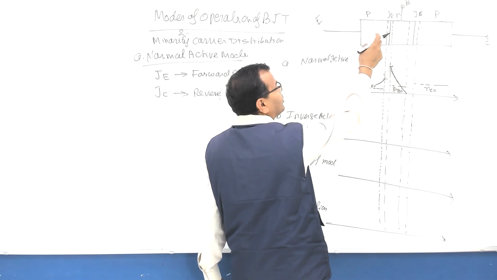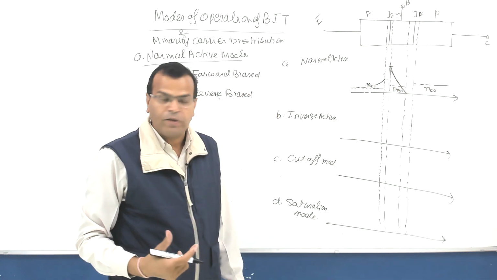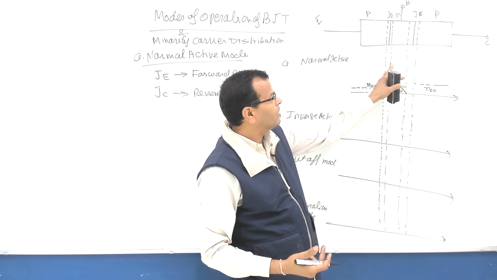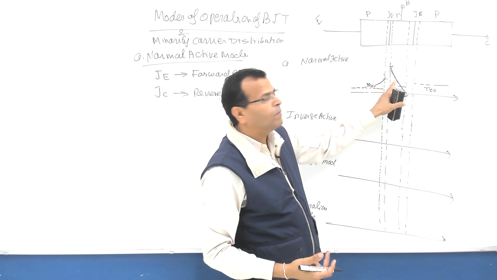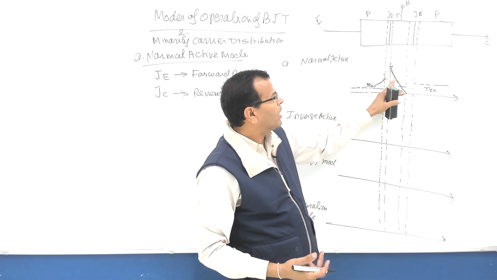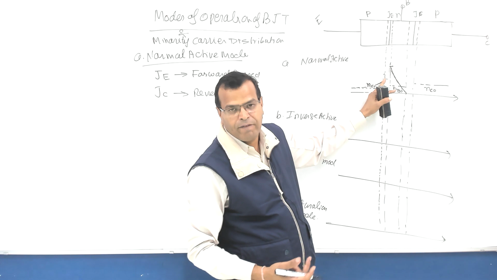But here it will be more. Why? Because the doping concentration on the emitter side was high, so the minority carrier concentration is higher at this point as compared to this point, because the base had lower concentration. So when electrons from the base are injected, it has a smaller level.